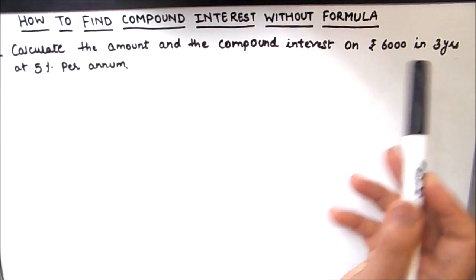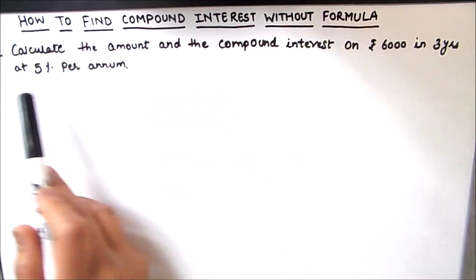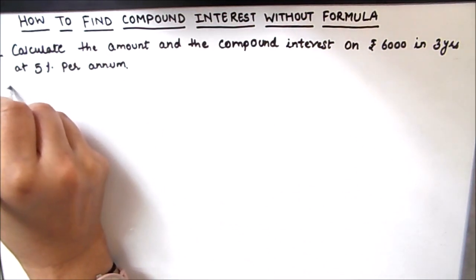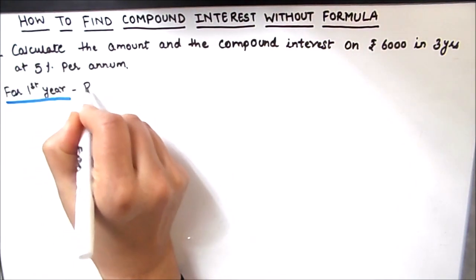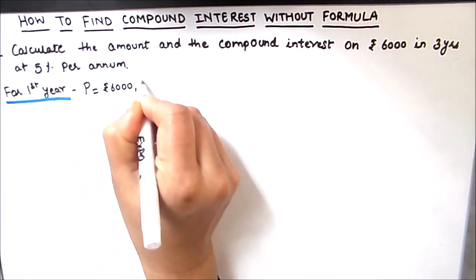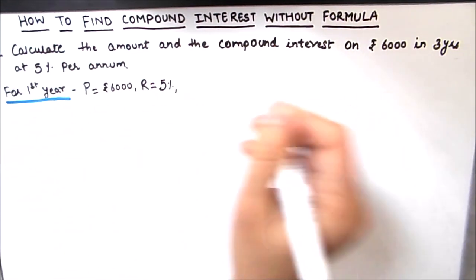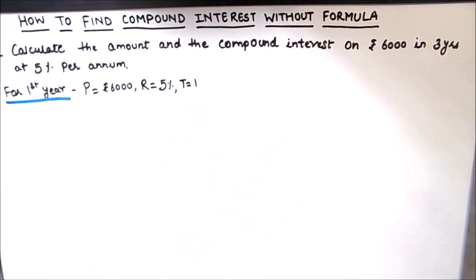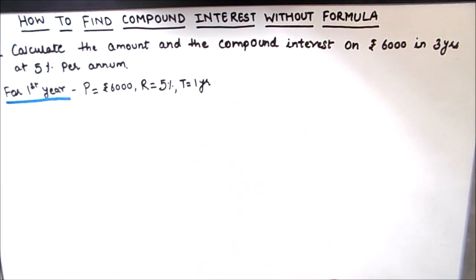So the question is, calculate the amount and the compound interest on rupees 6,000 in 3 years at 5% per annum. So first we'll find the simple interest for the first year. For calculating the simple interest for the first year, the principal amount will be rupees 6,000. Rate of interest is given as 5% per annum and time is 3 years, so we are going to take 1 year at a time because we are finding the interest every year. So first we'll find for 1 year and we'll do the same process for the rest of the years.